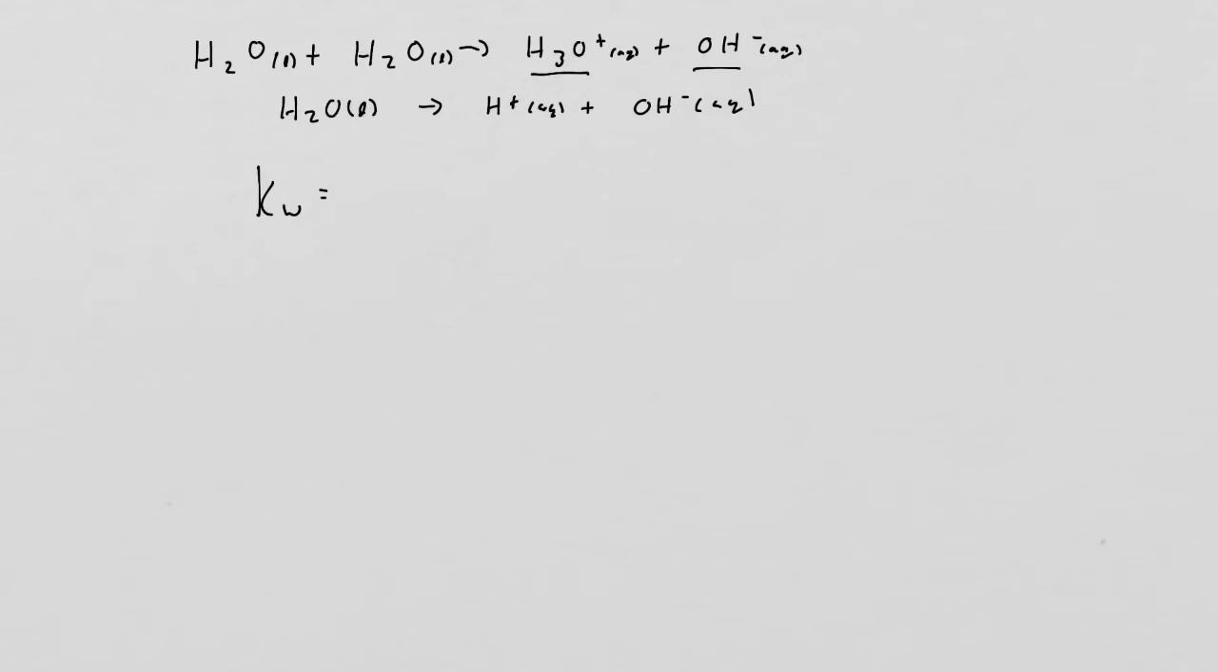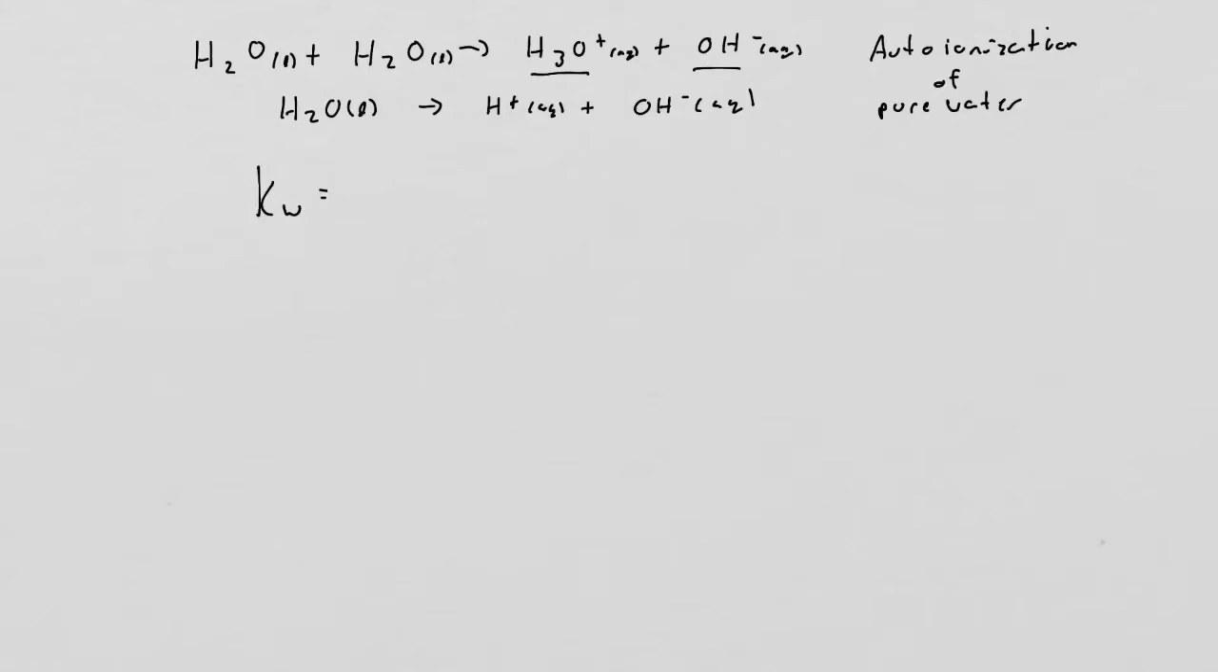Okay, so this video is on the pH scale, and where that comes from is from the auto-ionization of water. This is called the auto-ionization of water. It means it does it all by itself in pure water, okay?